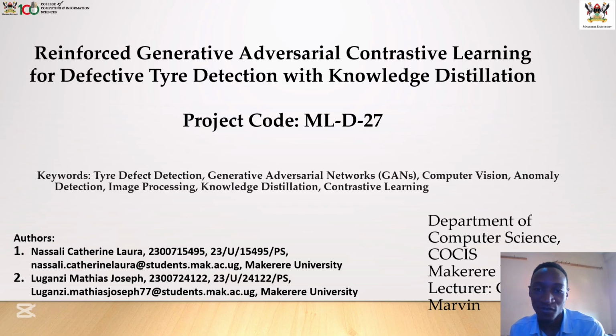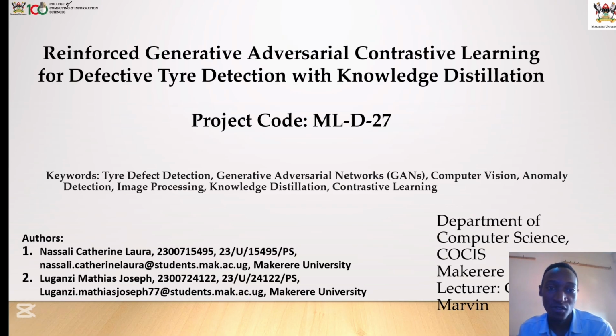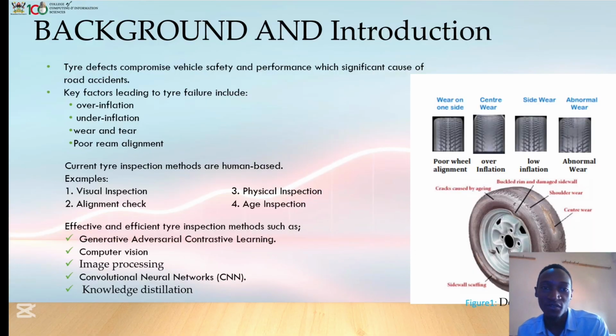This is Group 27. The title is Reinforced Generative Adversarial Contrastive Learning for Defective Tire Defect Detection in Edge Installation. To give a brief description and background of the study, tire defects are one of the major causes of accidents on the roads. We are looking at the factors that cause this: overinflation, deflation, wear and tear, and poor rim alignment.